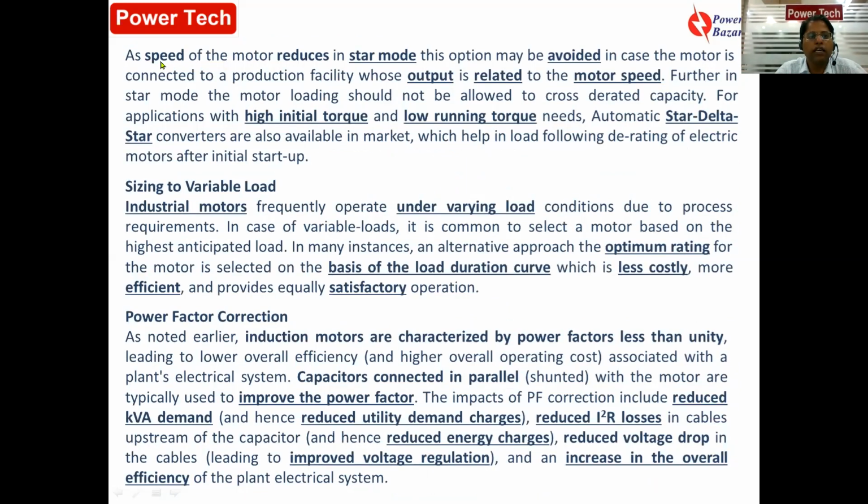Now another thing, the speed of the motor reduces in star mode. So if the motor is servicing a production facility whose output is related to motor speed, then in that case the star delta connection should be avoided. Further, in star mode, the motor loading should not be allowed to cross derated capacity.